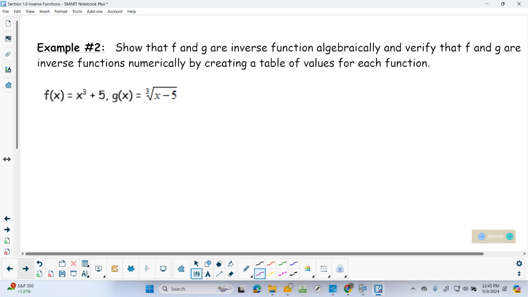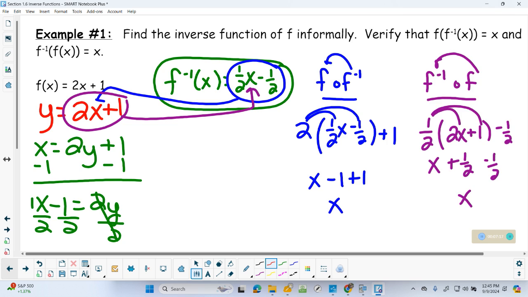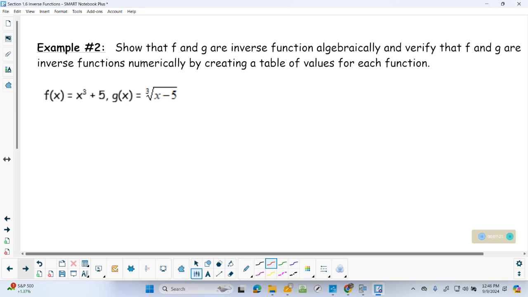All right, show f and g are inverses algebraically and by creating a table of values. Okay, so here's the nice thing. They already made the inverse. They did the green work for us. I don't have to repeat that, okay? But I do have to complete the verification. So I have to do f of g and g of f.